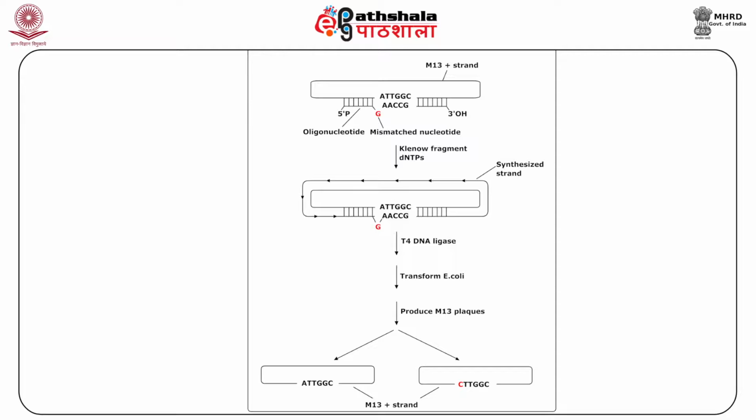And the M13 plus strand which we have taken, which is the single stranded DNA form of M13, basically serves as the template. And the double stranded DNA which is now getting synthesized is also carrying, remember, the mutated nucleotide. We can see in this figure it is having the mutated nucleotide, this double stranded DNA. This is then transformed into the E. coli. Now M13 virus particles are produced from these transformed bacteria.